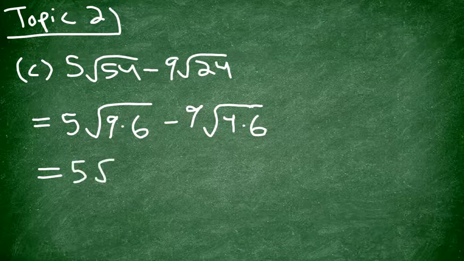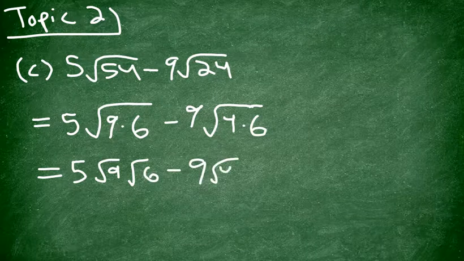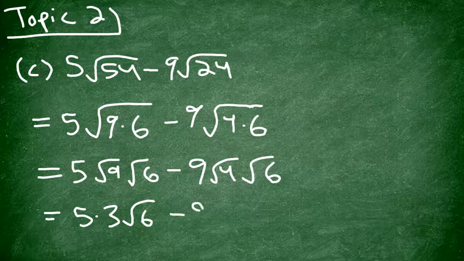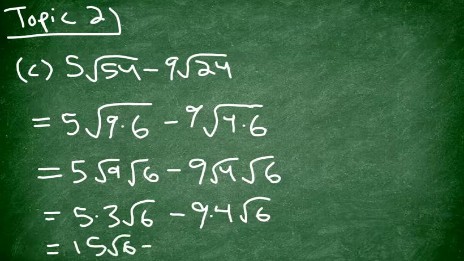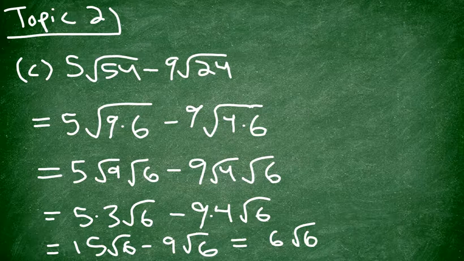So I'm going to write this split up, this split up. We know that the square root of 9 is 3. The square root of 4 is 2. So I have 15 square roots of 6. Take away 9 of them, right? And you are left with 6 square roots of 6, okay?